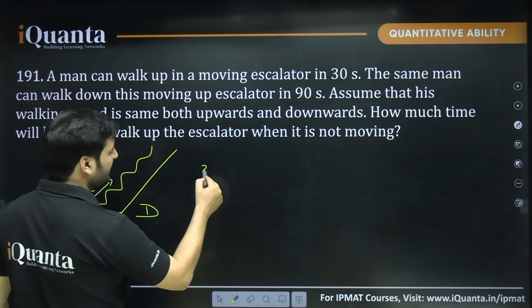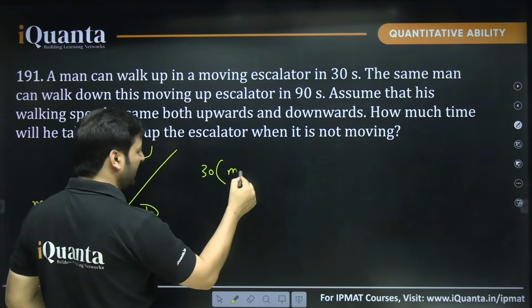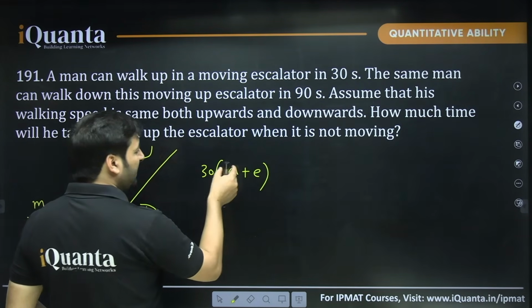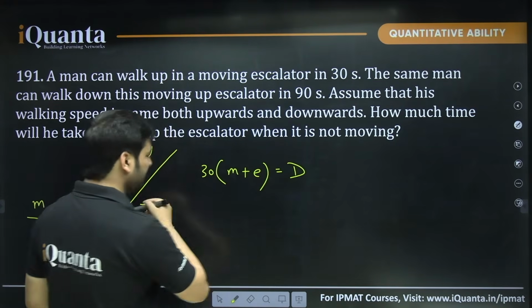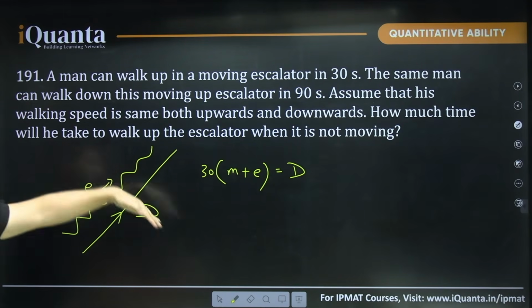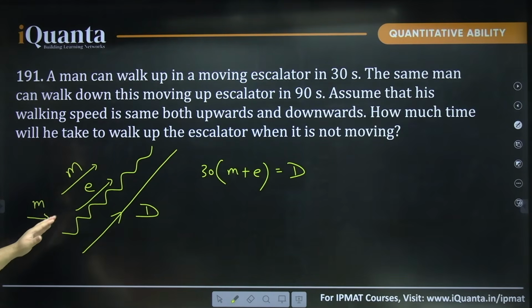So in 30 seconds, the man walked up the escalator. I do not know the speed of the man, so man speed plus escalator speed will both be added. And time into speed is equal to distance, which is d. I hope this is clear. The same man can walk down the escalator. So when the escalator is also moving up and you are also moving up, your speeds will be added.